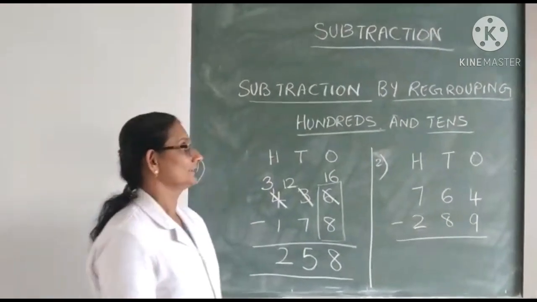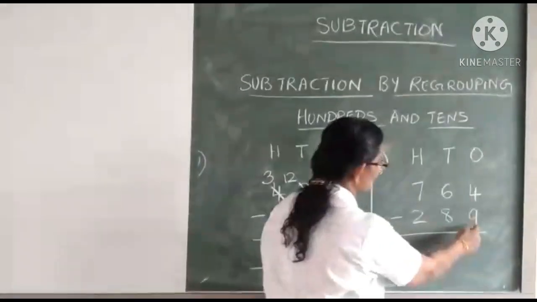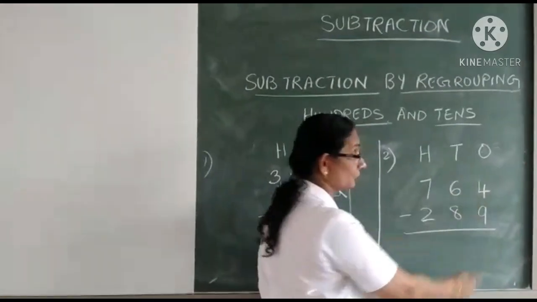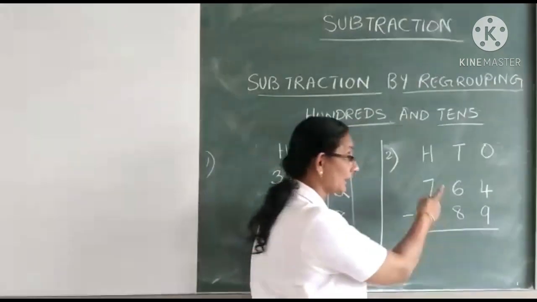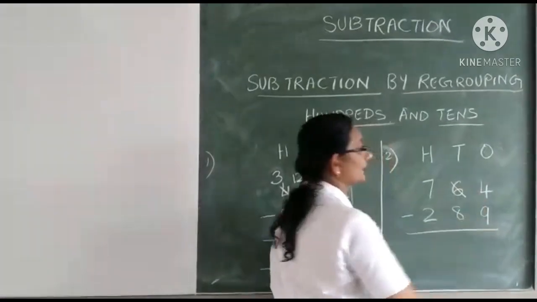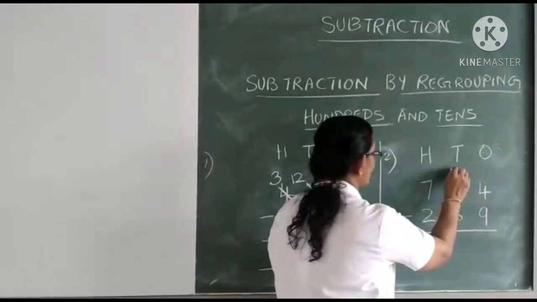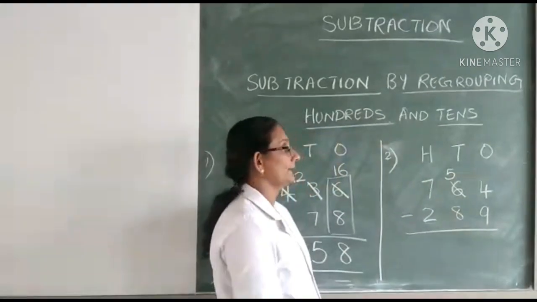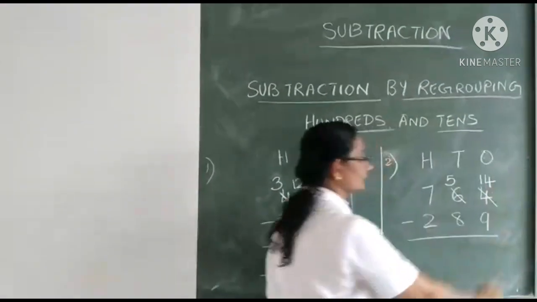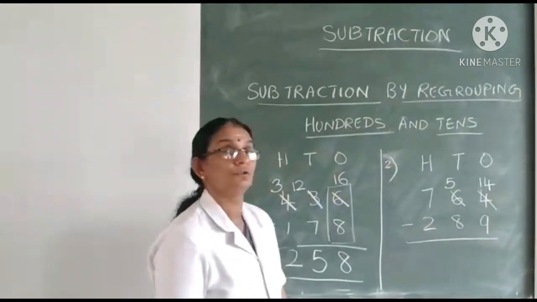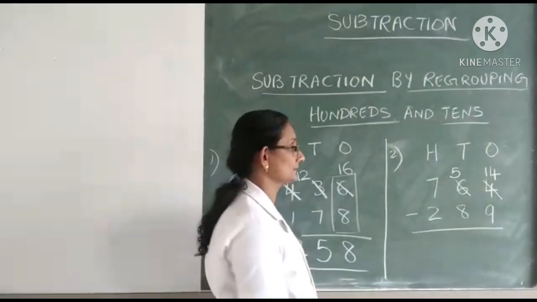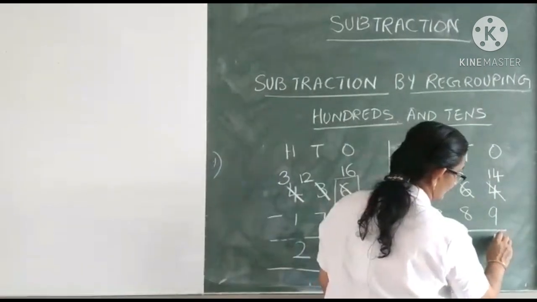Once again, the digits in the ones place are 4 and 9. Now from 4 you cannot subtract 9. So you have to regroup the digit in the tens place. So from 6 you take away 1 ten, you have 5 tens left. And that 10 plus 4 will give you 14. Now from 14 you have to take away 9. Count backward and you get the answer as 5.